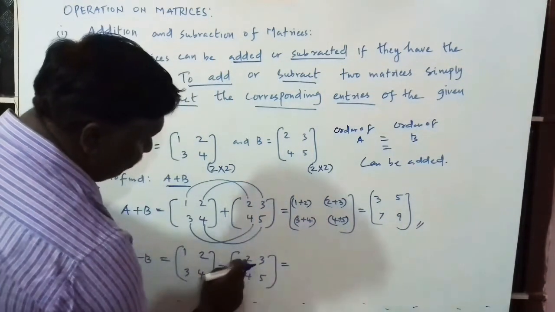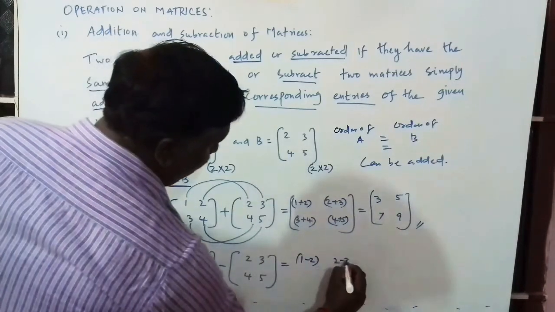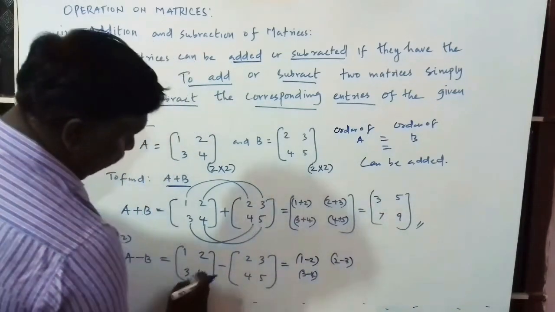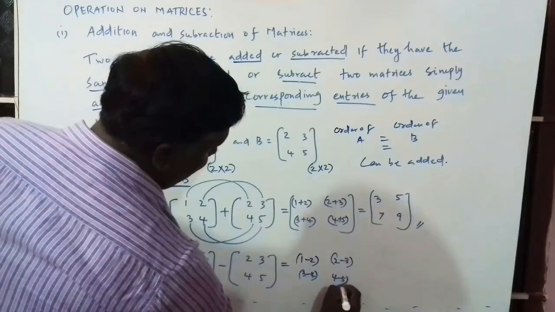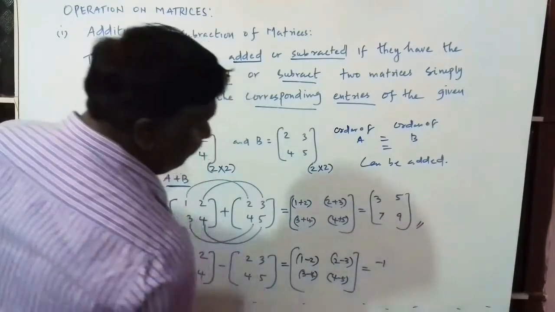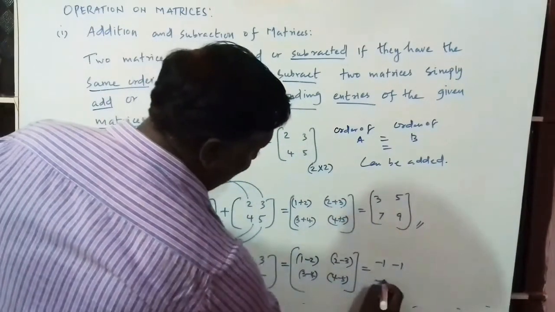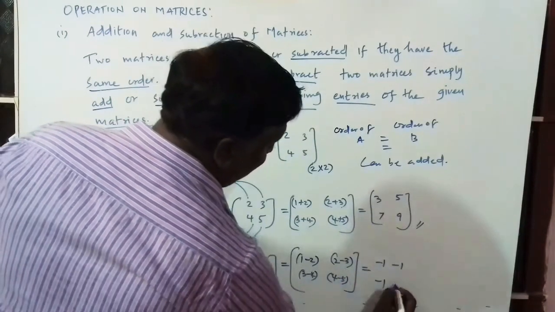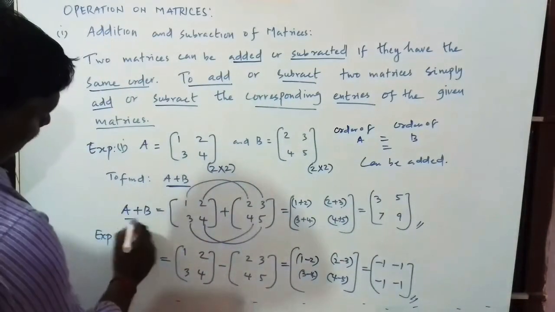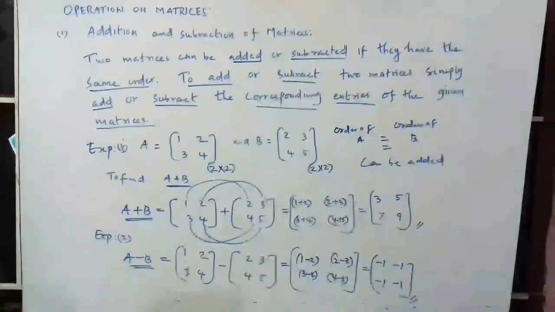So 1 minus 2, next 2 minus 3, next 3 minus 4, and 4 minus 5. Now simplify. 1 minus 2 equals negative 1. 2 minus 3 equals minus 1. 3 minus 4 equals minus 1. 4 minus 5 equals minus 1. So this is called A minus B. The first one is A plus B, the second one is A minus B. This is called addition and subtraction of the matrices.